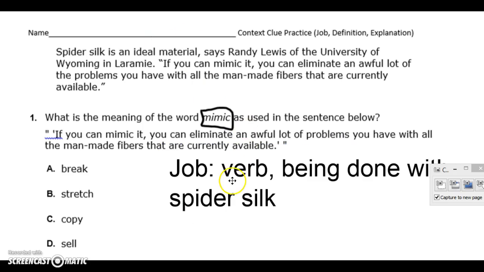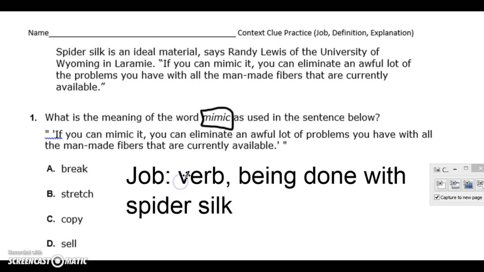Okay, so now I know the word's job. I know it's an action. And I want to try to think about the word's definition. It seems to me that this person wants to make or sort of copy spider silk because it's better than all of the man-made fibers. And so I want to look for an answer choice that has something to do with making or copying or creating. And I think I can sort of replace it and put it in place of mimic and see if that makes sense.